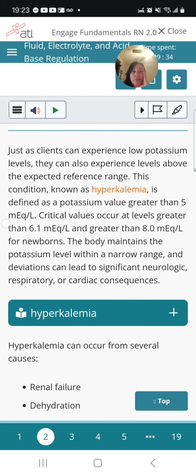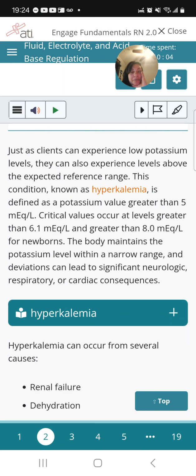Let's talk about hyperkalemia. That's going to be higher than 5. Critical values occur at levels greater than 6.1, and greater than 8.0 for newborns. The body maintains the potassium level within a narrow range, and deviation can lead to significant neurological, respiratory, and cardiac consequences.